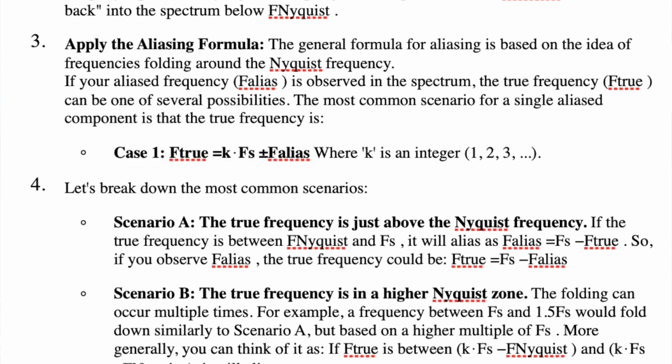Give me a break. Okay? In testing, you do not have that option. You're not going to guess what it is. You don't have several possibilities. So case 1, f true equals k f s plus or minus f alias, where k is an integer, blah, blah, blah. So it goes into a whole big thing, and you can look it up on Gemini.